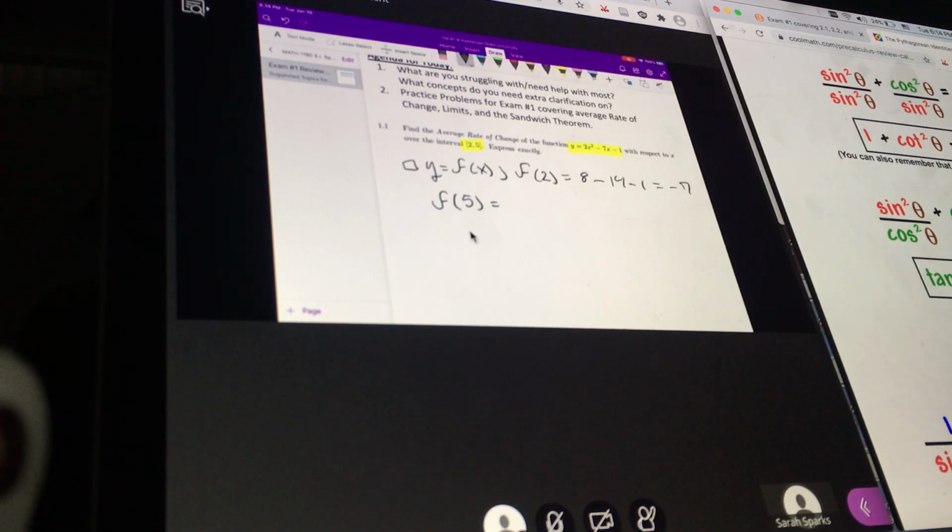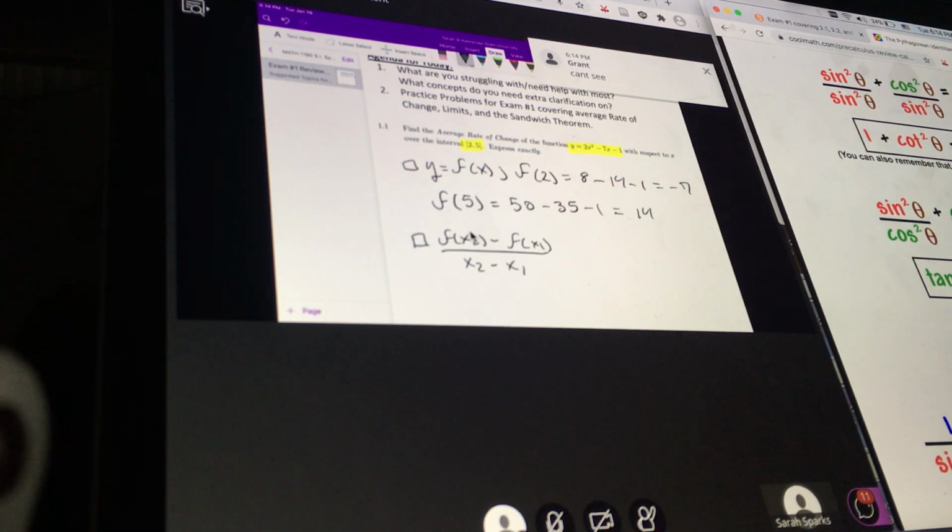Doing the same thing with 5. 5 squared is 25, times 2 is 50. Negative 7 times 5 is negative 35, minus 1. So it's 50 minus 36, which is going to get us 14. So now I'm going to plug it into the equation that we have, right? f of x2 minus f of x1 over x2 minus x1.